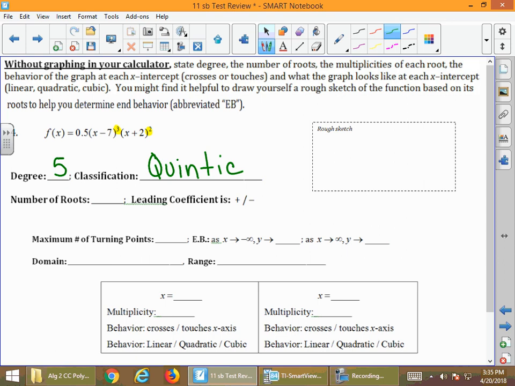That means if our degree is 5, then the number of roots are going to be 5. We can see from our equation there that our leading coefficient is positive, 0.5, positive. Maximum number of turning points: the turning points are 1 less than the degree, so we're going to have 4.